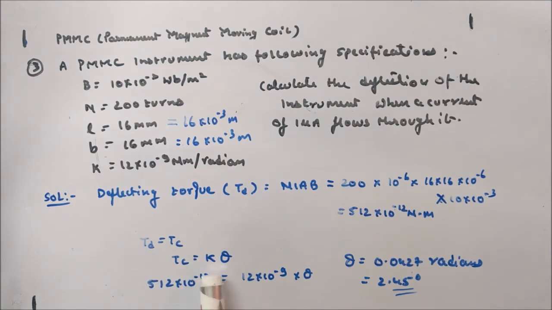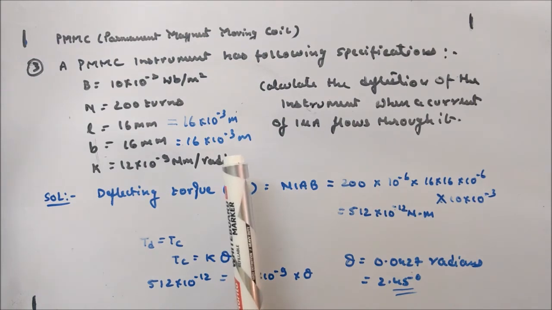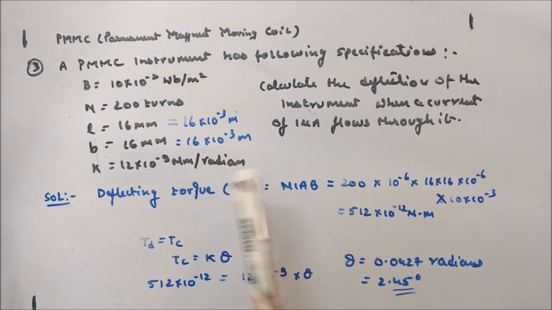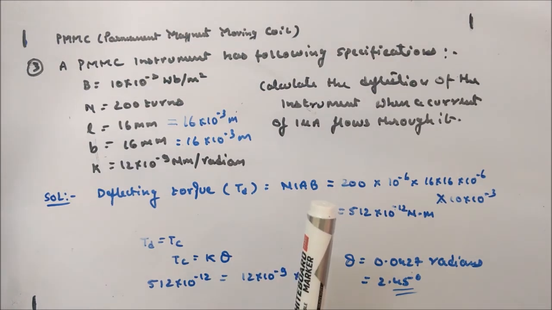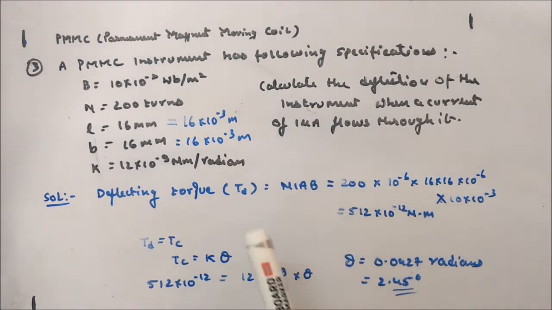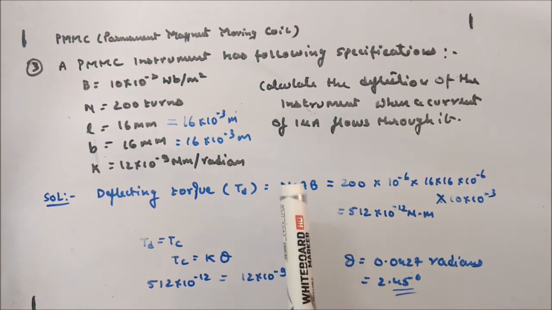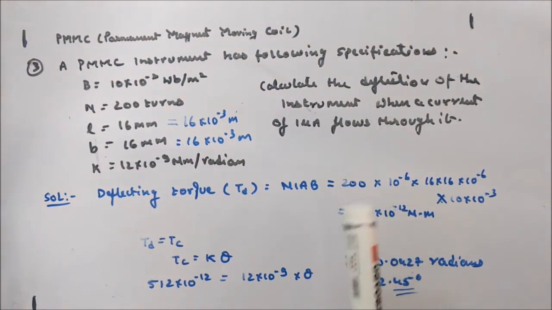Now controlling torque is equal to K into theta. Since nothing is given about controlling torque, which mechanism has been used, so we will assume always spring mechanism is used, which is proportional to theta. Until and unless it has been stated that the controlling torque is via some other method, till then you have to use spring method. Okay, you have to assume that spring controlling method has been used. So we will move on.